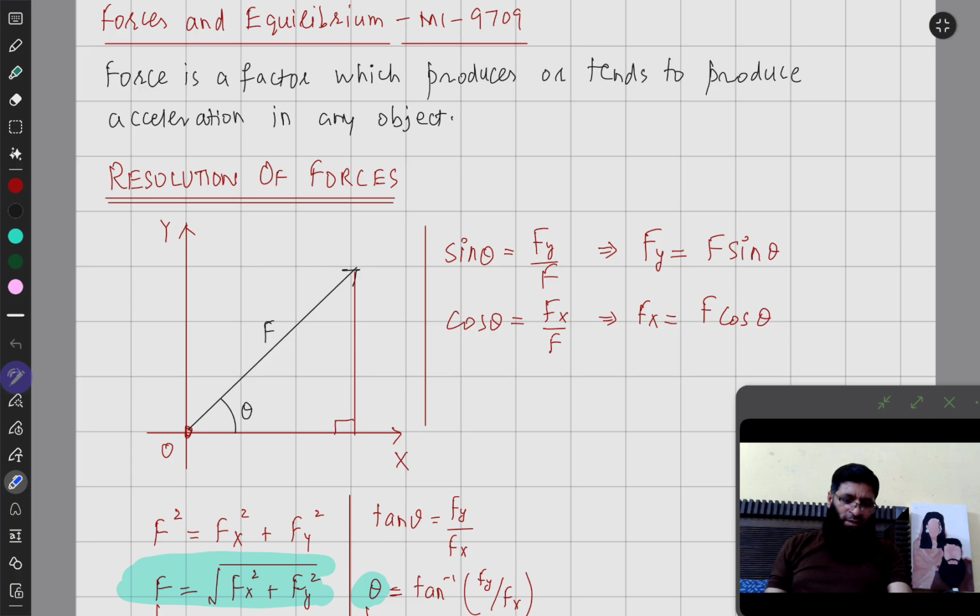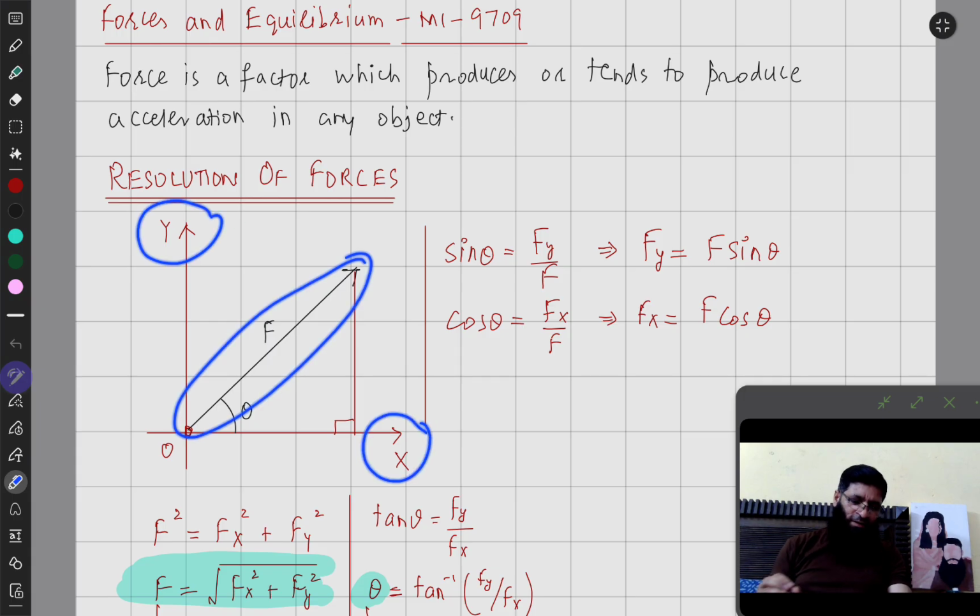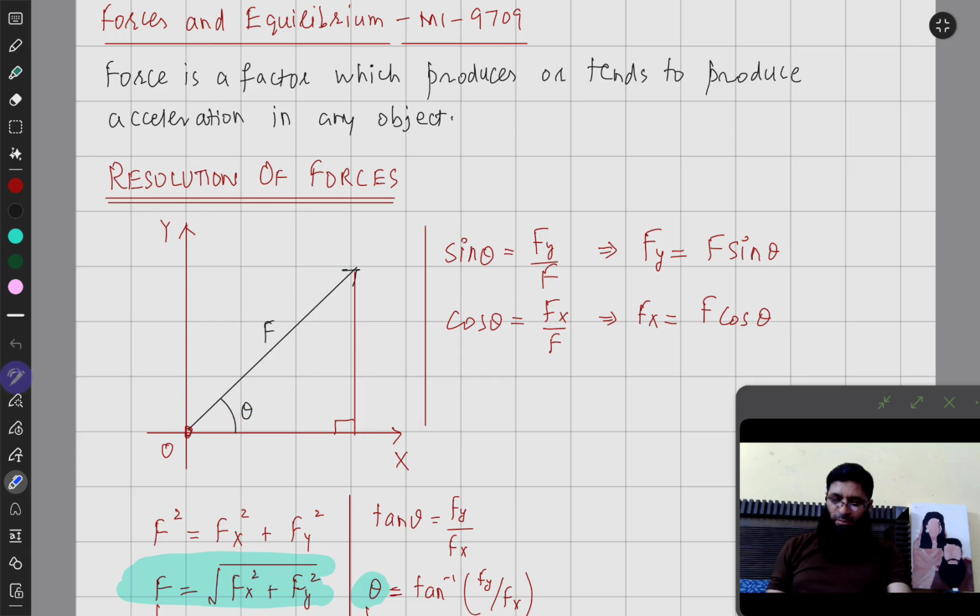Now, let's talk about the resolution of forces. You can see you have a diagonal force in a coordinate system of x-axis and y-axis. Now this force is making angle theta with x-axis. What is the resolution of force? The force is a diagonal force. It means if you move along this vector, you will be moving in two directions, horizontally as well as vertically. So we need to find its horizontal component and vertical component.